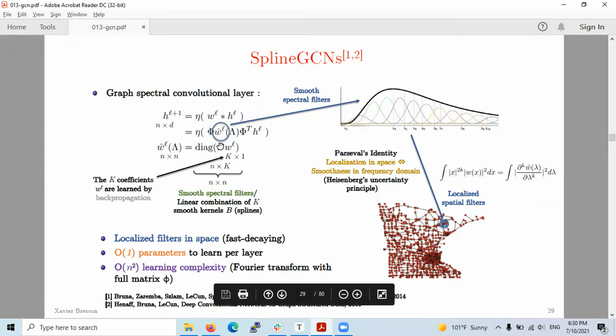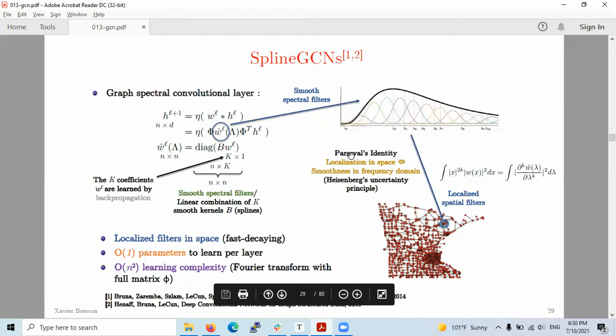But this does not really solve the problem of the Fourier transform itself, wherein you have to do a full matrix multiplication while doing the Fourier transform during the forward pass itself. So this problem is not solved. You have this n square learning complexity.